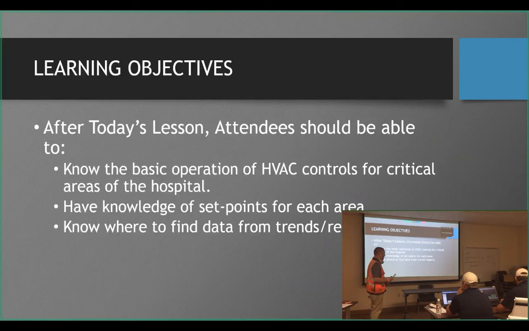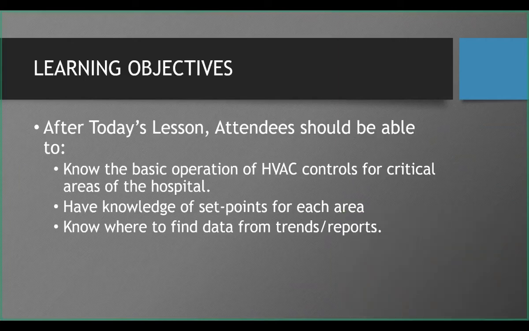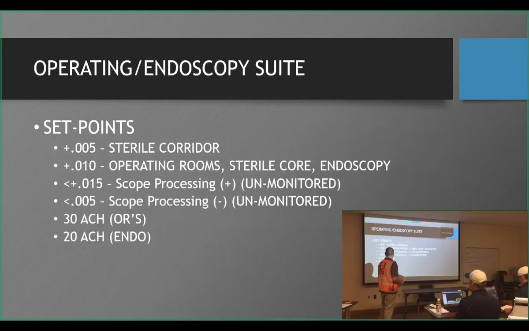Learning objectives for today. We want to know the basic operation of the HVAC controls for critical areas of the hospital, those areas that you need to maintain reports on that CMS and the JCO are looking for, to make sure that you have the appropriate documentation and controls for those critical areas. Have knowledge of the set points for each area, and know where to find that data from the trends and reports. So where do you go to find that information? If you get a call and something's going wrong, where do you go? So, the common troubleshooting. Let's start with the operating rooms and endoscopy suite.